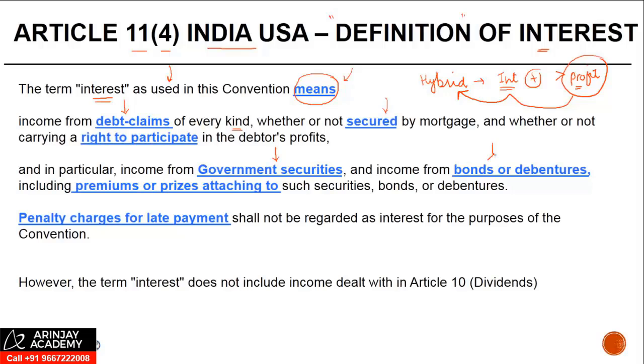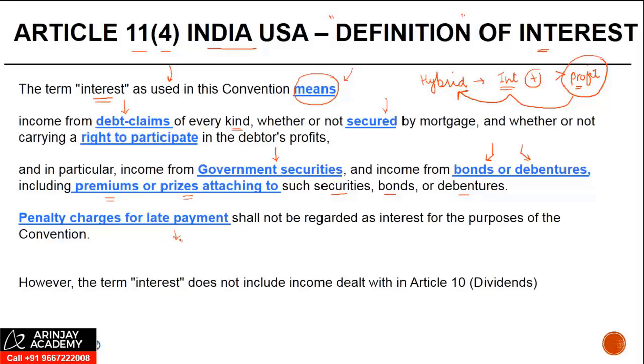And in particular, income from government securities, right? Income from bonds, income from debentures. These debentures might be non-convertible, partly convertible, fully convertible. Doesn't matter. Including premiums or prices attaching to such securities, bonds or debentures, right? Penalty charges for late payment shall not be regarded as interest for the purpose of this convention.